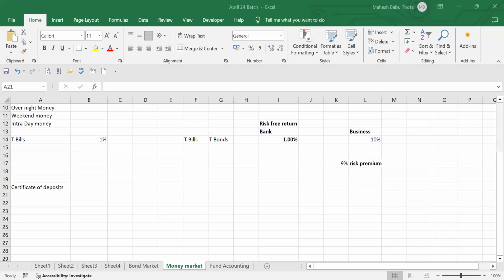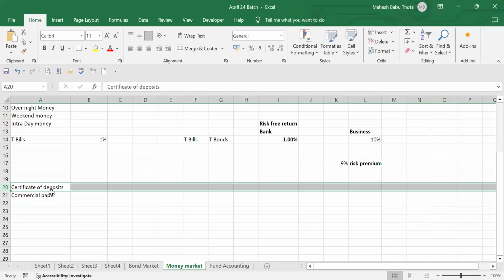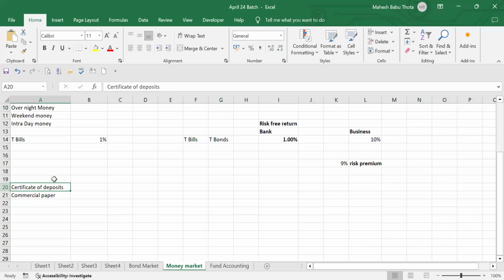Then we have commercial paper. Basically, we need to remember who is able to issue each kind of bond. Treasury bills are issued by the government. Certificates of deposit are issued by banks, commercial banks. Commercial papers will be issued by corporations, large companies. Corporations are nothing but companies.